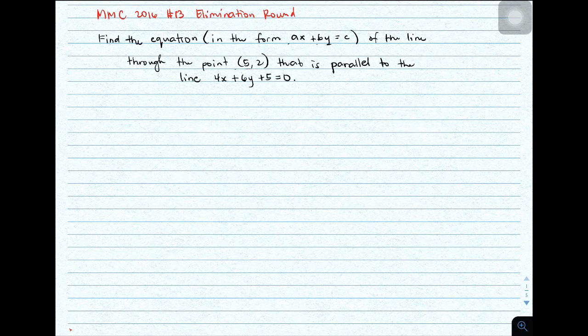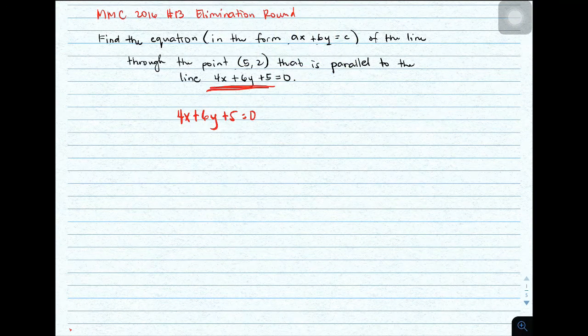Sabi dito, find the equation in the form ax plus by is equal to c of the line through the point 5, 2 that is parallel to the line 4x plus 6y plus 5 is equal to 0. Ngayon, may dalawang lines na kailangan natin consider. Pero ano yung isipin nyo dito, ano yung kanilang relationship? They are parallel to each other, meaning hindi sila nag-meet. So may shortcut tayo dyan. So, since parallel sila, copyhin nyo lang yung original equation natin. You have 4x plus 6y plus 5 is equal to 0.